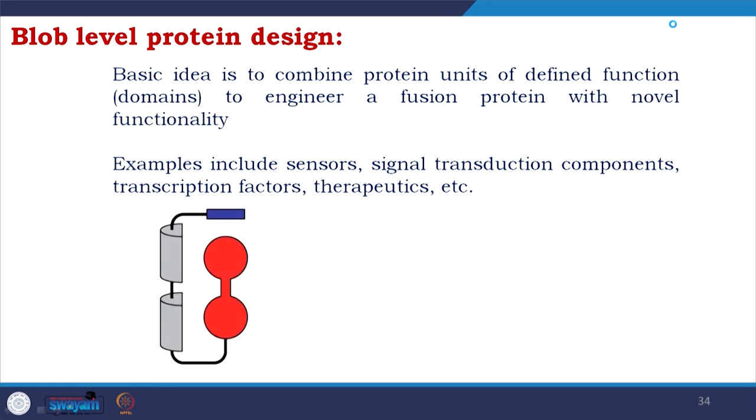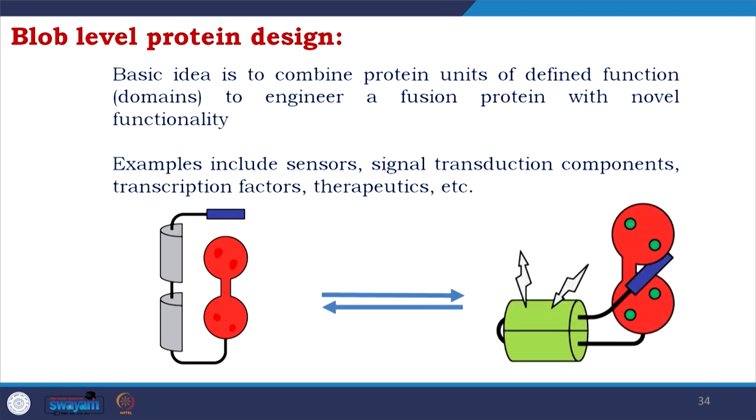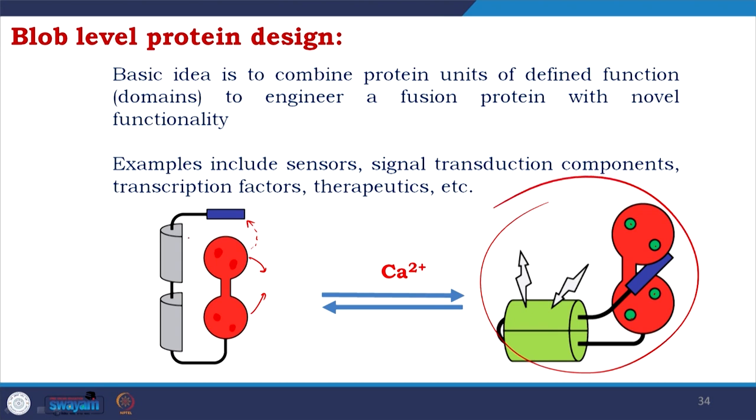Suppose you design a sensor like that, which could bind to calcium. There are calcium binding sites here, which change the switching. If you see, these two are the calcium binding domains. So, when calcium binds, they change their conformation and bind to these, and that develops a new switch. On one side there is a calcium binder, on the other side there is a fluorescence protein. So, it is not fluorescing, it is fluorescing.